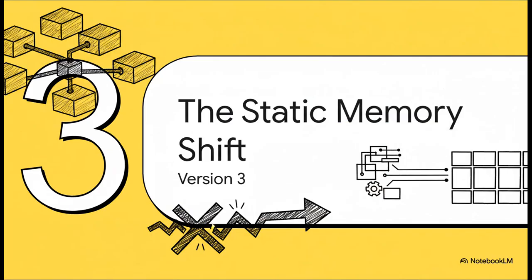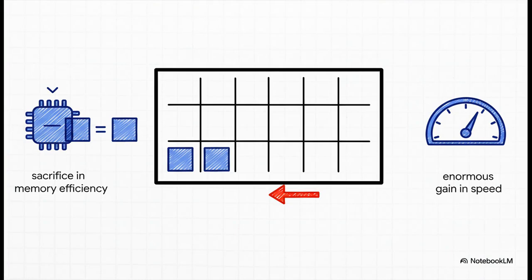So this led to the big architectural shift. The developer realized that tiny incremental fixes weren't going to cut it. The entire memory structure was the problem. The solution? To just completely abandon dynamic memory growth. And this brings us to version 3, pre-allocated buffers.